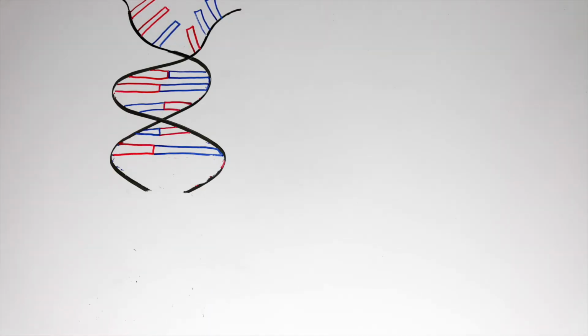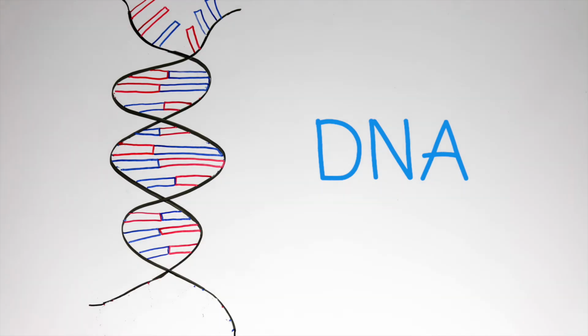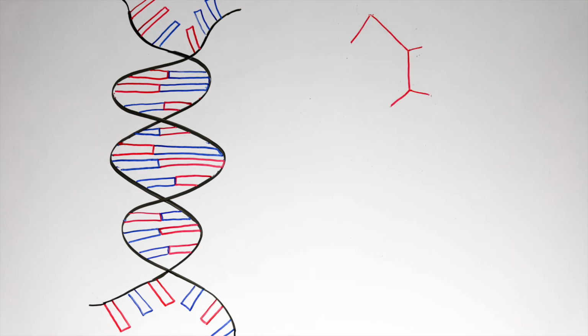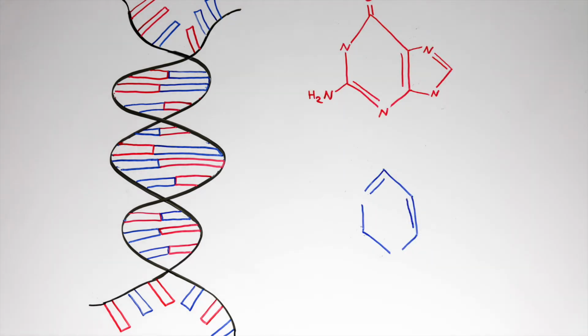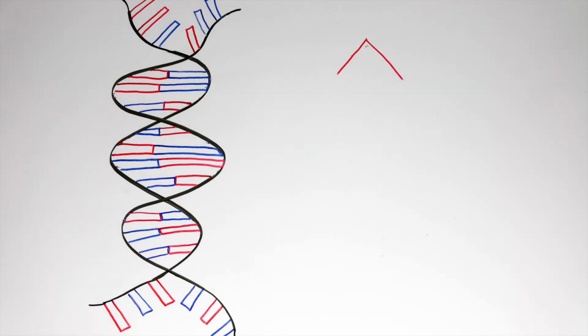Deoxyribonucleic acid, or DNA for short, is a biological molecule composed of nucleotides which code for all genetic information in all forms of life. It exists in a double helical form with four nucleotide compositions. First off, we have the purine molecule guanine. This purine binds with its pyrimidine complement cytosine. Secondly, we have the purine adenine, which binds to its complement tyrosine.